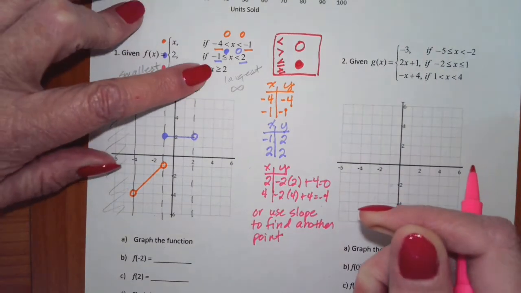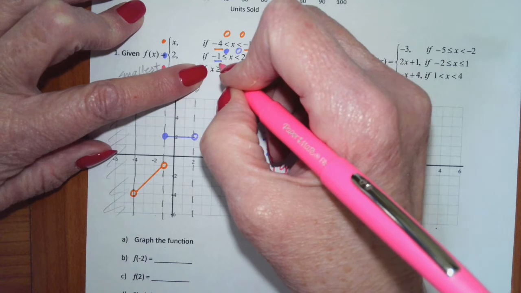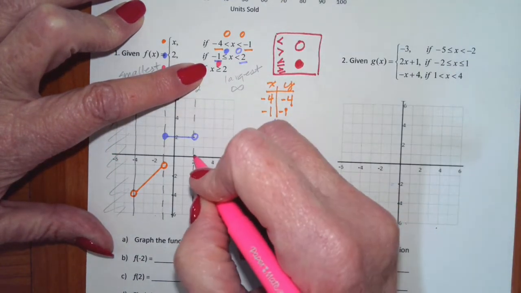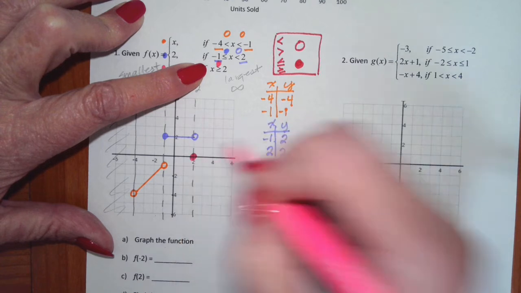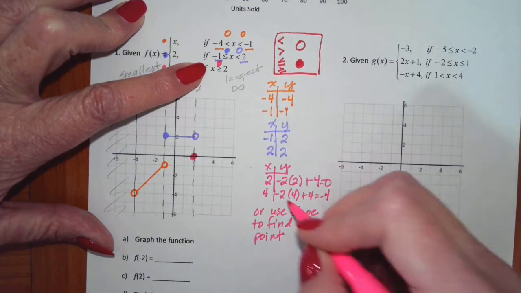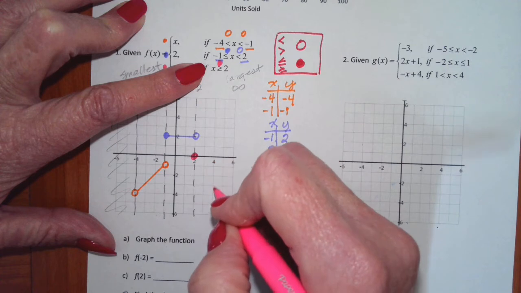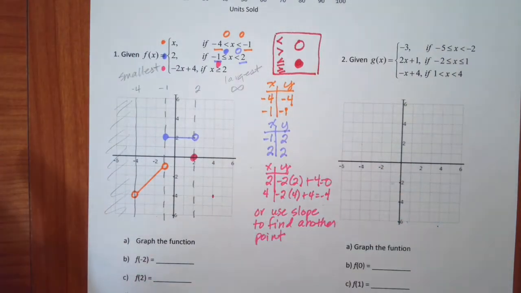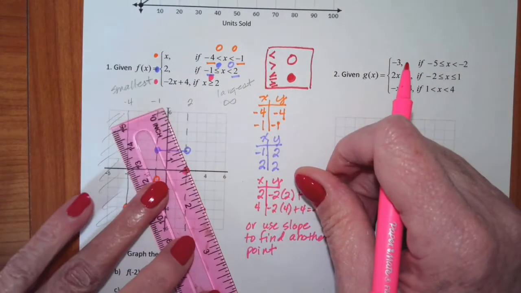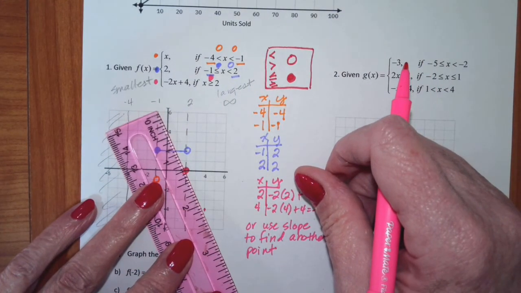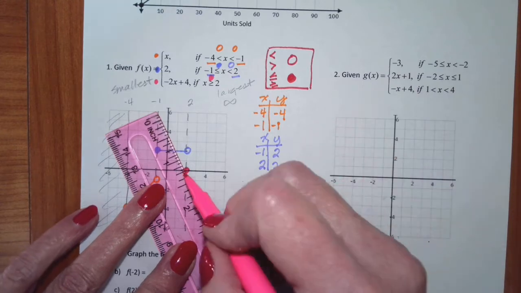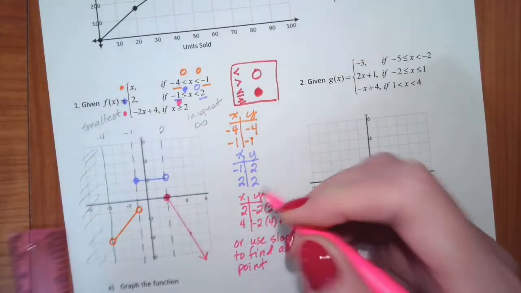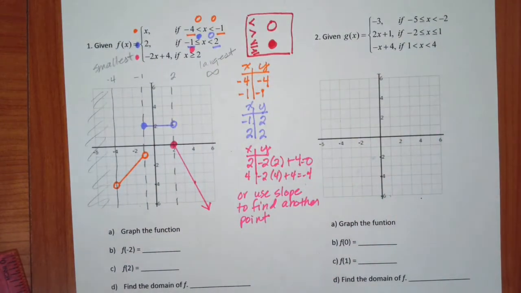Okay. At 2, it is a closed circle. So the point 2, 0 is a closed circle. And then another point is going to be 4, negative 4. And I will draw a line, but it doesn't end. It goes on to infinity, so I'm going to have to draw a line with an arrow.